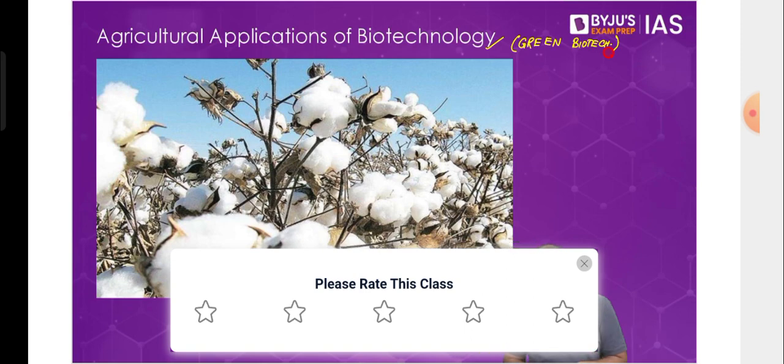Can anyone recognize this for me? Great, wonderful. So many of you know this. This is a certain kind of cotton called BT cotton. This BT cotton became one of the most successful examples of biotechnology application in agriculture.